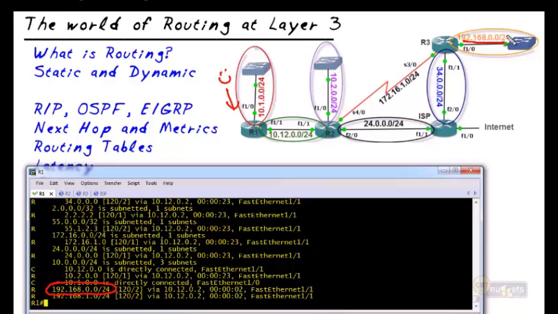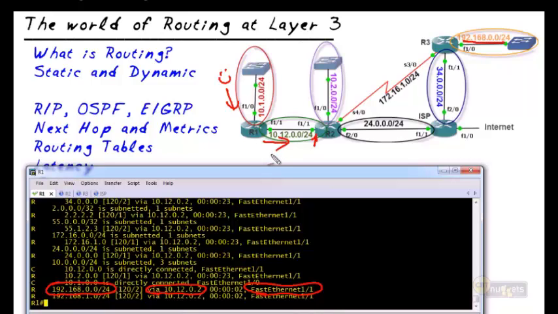It says, I'm going to forward that packet, says R1, if I got it. I'm going to forward it to my next hop, which is 10.12.0.2. That happens to be R2's address. R1 knows how to get to R2, no problem. And I'm going to use my FastEthernet 1/1 interface to go ahead and forward it to R2.